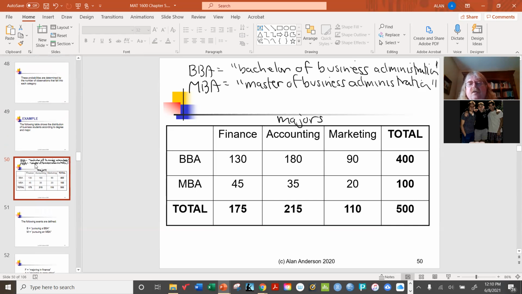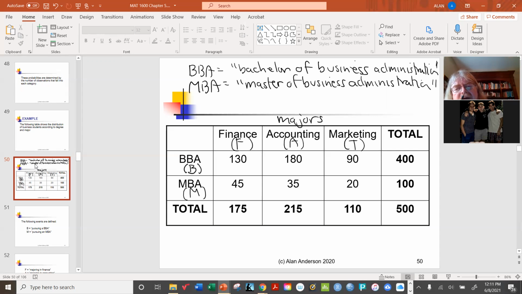Oh, before we do that though, I just want to mention that in order to avoid writing so much all the time, we're going to assign letters to these outcomes. B will represent getting a bachelor's degree. M is getting an MBA. F is finance major. A is accounting major. Now, unfortunately, marketing, M is already taken, so we'll just use T for marketing. It's as good a choice as any. All right, so now that we got these letters straight, we can define some important events.